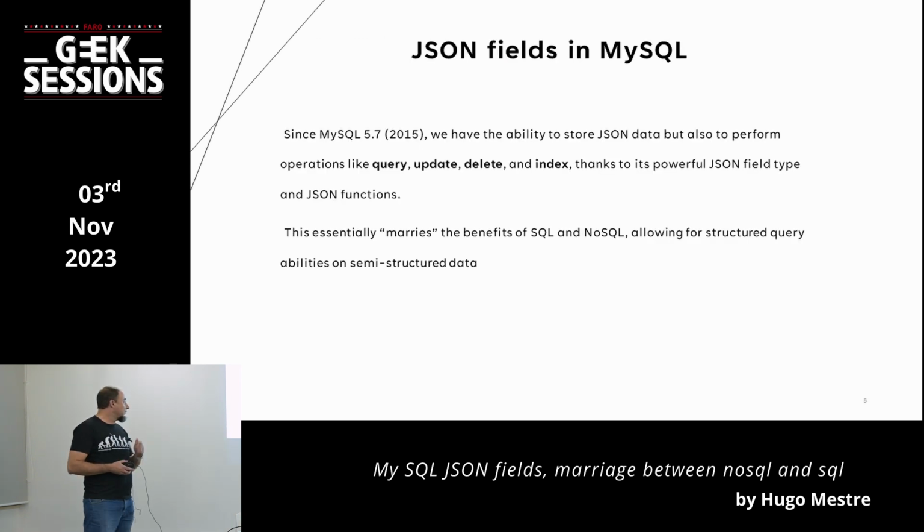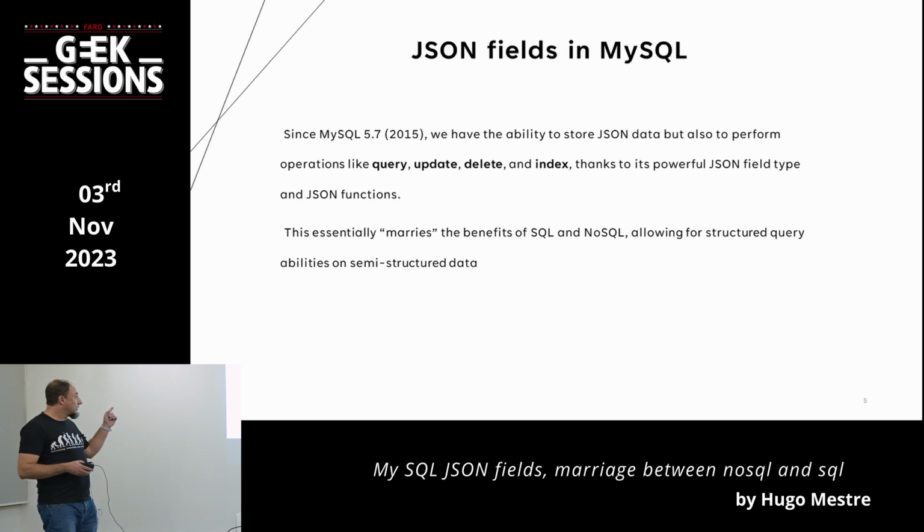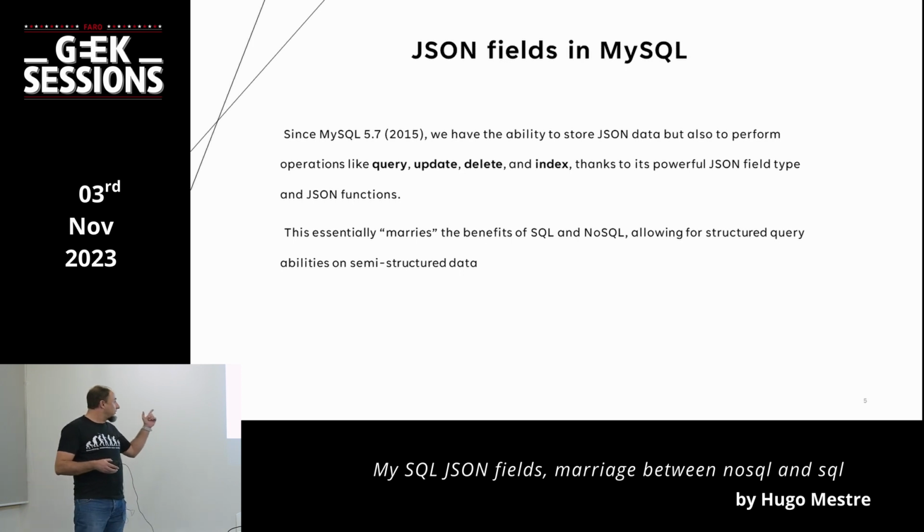Continue. JSON fields. So this happened to appear in MySQL version 5.7. This was in 2015 that we first started to have JSON fields inside MySQL. But one of the things that we can do now is we can query, update, delete, and index those JSON fields. And also, have a powerful JSON field type and JSON functions that we're going to see.